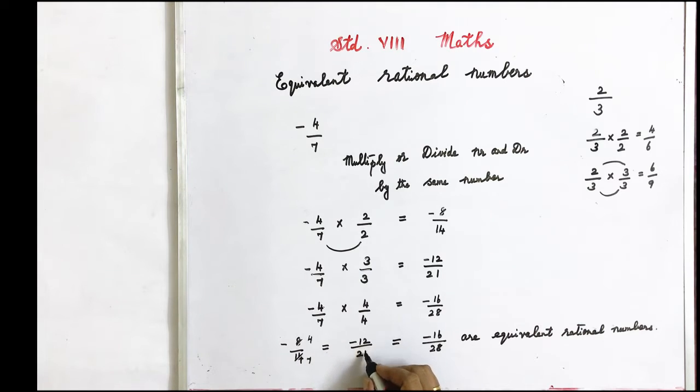Now again here we can cancel by 3 table. So 3 4s are 12, 3 7s are 21. Here we can cancel by 4 table, 4 4s are 16, 4 7s are 28. So now all the numbers are the same. And this is of which form now? P by Q. Already I have told you rational numbers are of the form P by Q, where P is the numerator and Q is the denominator. And another condition is that the denominator should not be 0.